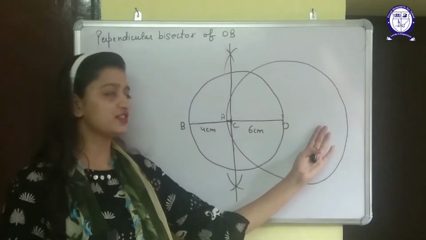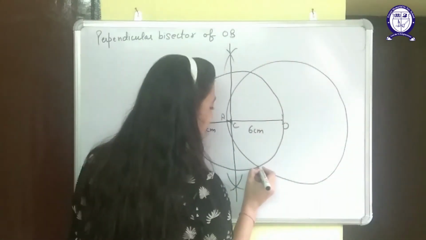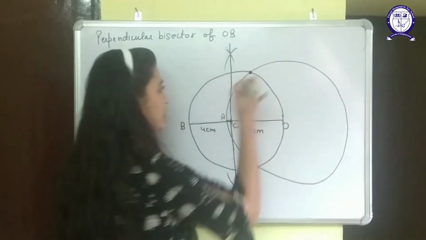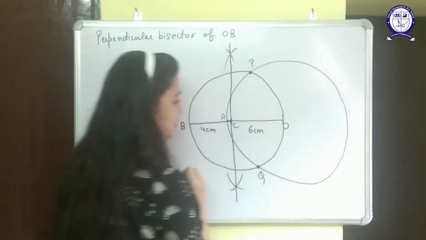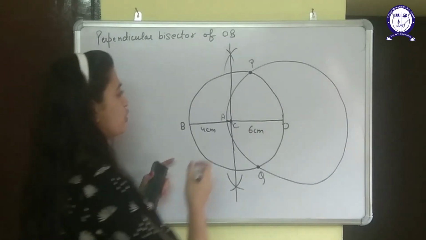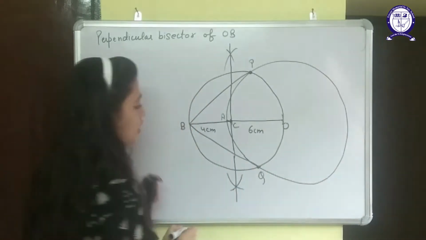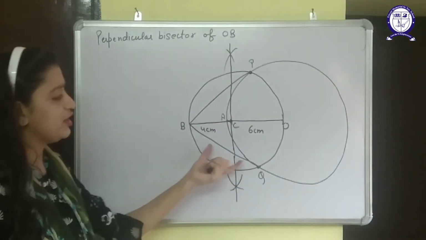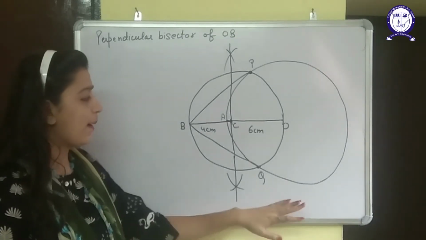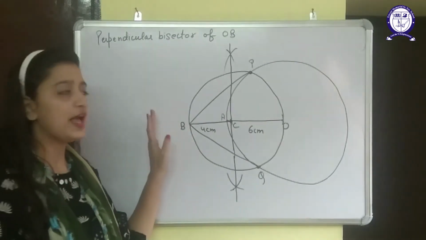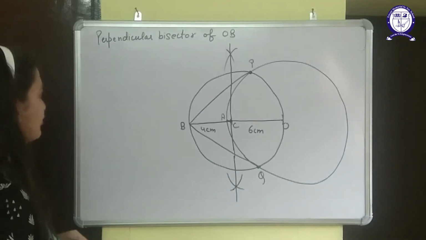Now this was my previous circle and this is my new circle. You can see that these 2 circles cut at these 2 points. Let the names of these points be P and Q. Then I am going to join BP and BQ. So these BP and BQ will be my required tangents. With this construction, I have drawn the pair of tangents, and you need to write the steps of construction also. So let's write the steps of construction.